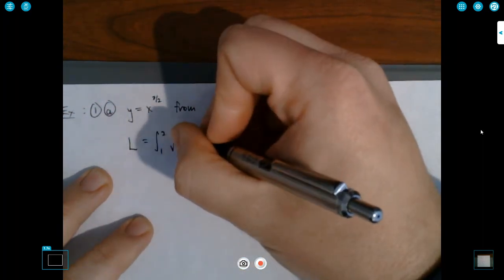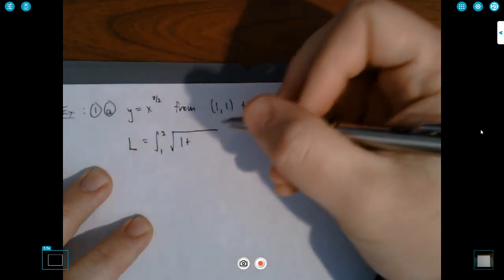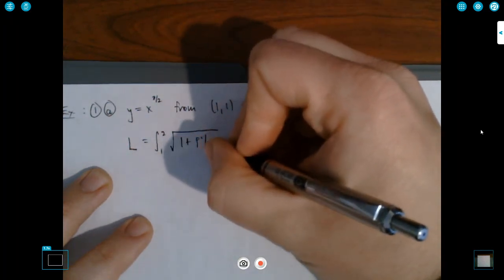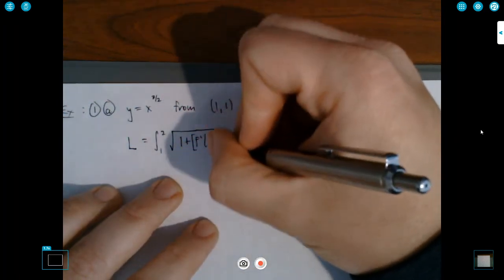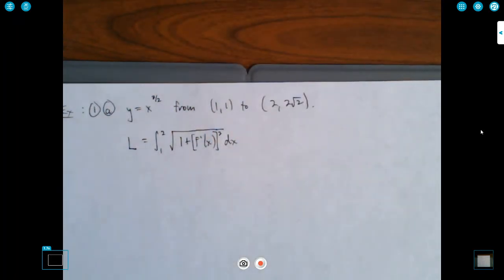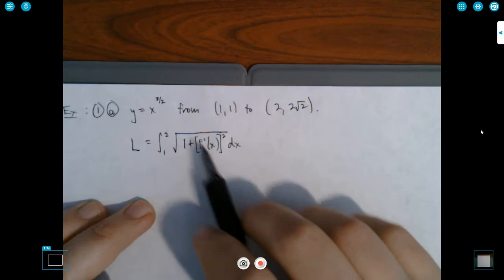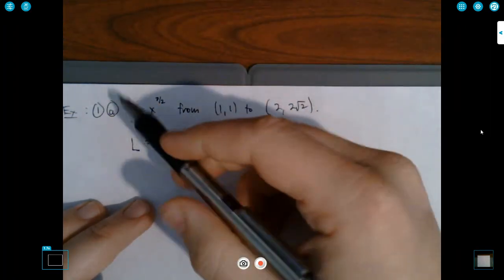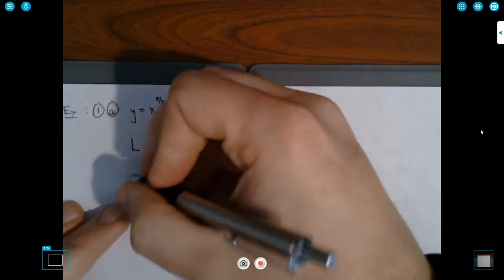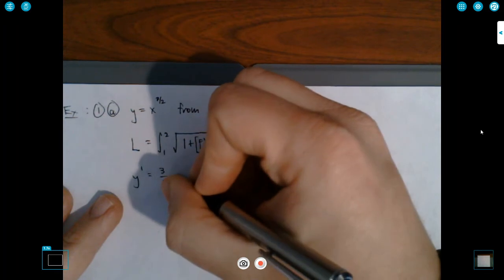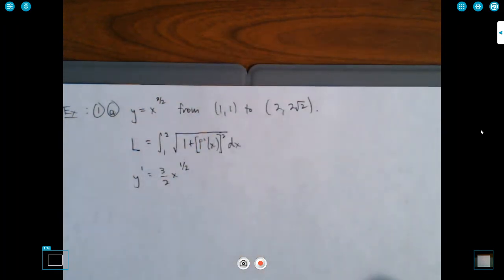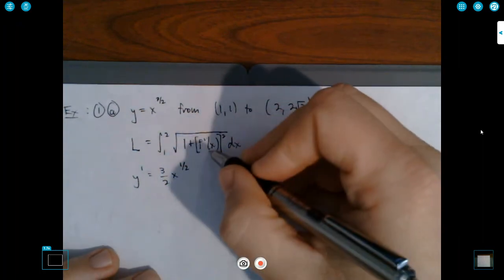of the square root of 1 plus f prime of x, dx. Oh, I'm sorry, and I have to square that. dx. Okay, so the first order of business, I think, is to find the derivative. I mean, we called this y, but you could call it f of x, right? So we need to find the derivative. We can say, well, y prime is going to be 3/2 x to the 1/2, right? So that's what we're going to plug in right there.